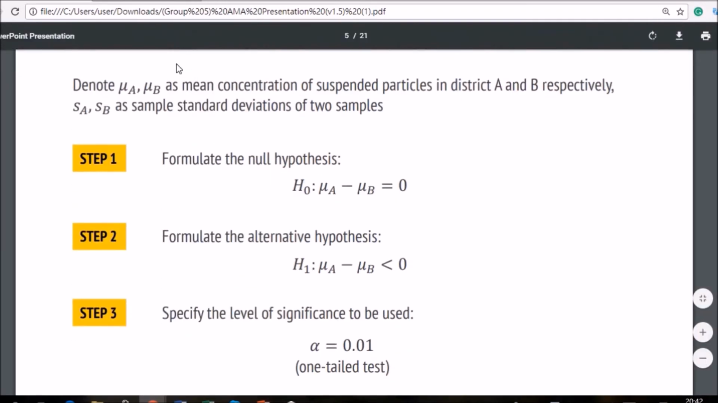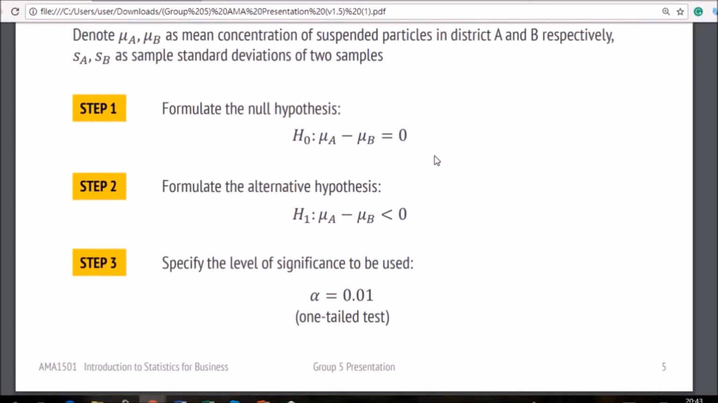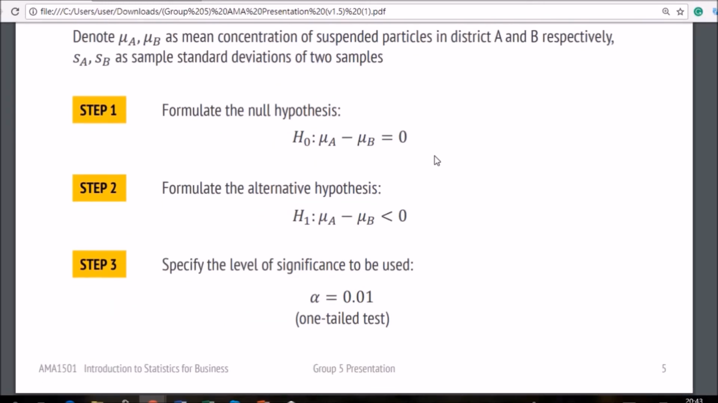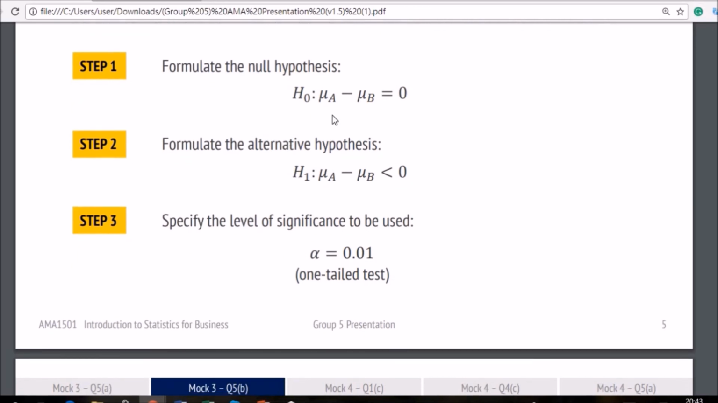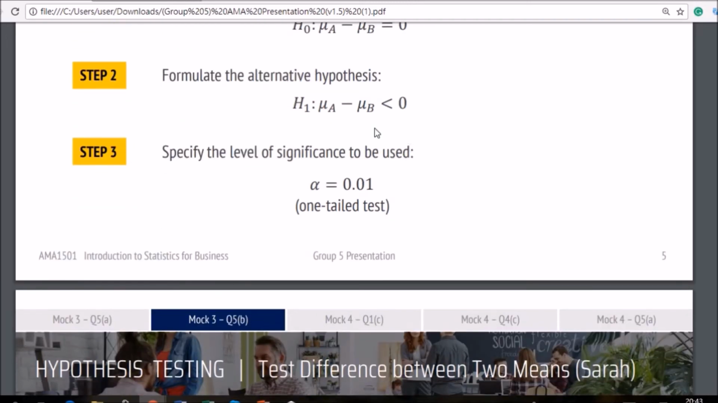We denote μA and μB as mean concentration of suspended particles in District A and B respectively, and SA and SB as the sample standard deviations of the two samples. And then formulate the null hypothesis, which is μA minus μB equal to 0, and the alternative hypothesis, which is μA minus μB less than 0. As stated in the question, the level of significance to be used is 0.01, and this question is a one-tailed test.